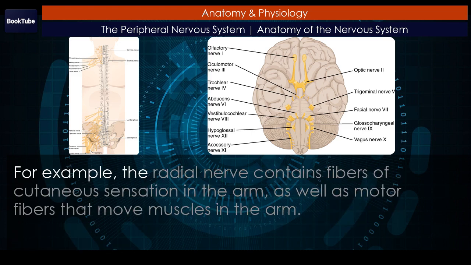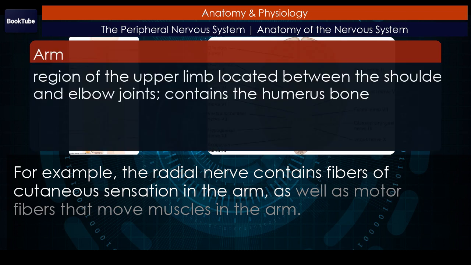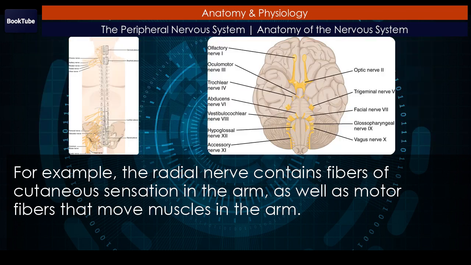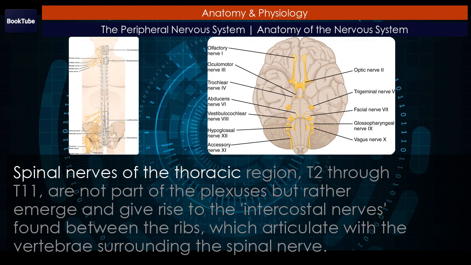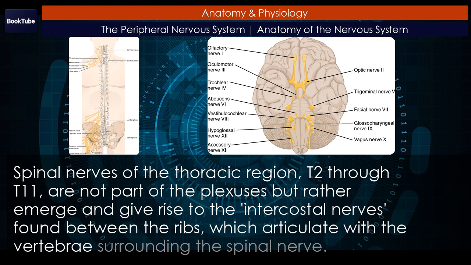For example, the radial nerve contains fibers of cutaneous sensation in the arm, as well as motor fibers that move muscles in the arm. Spinal nerves of the thoracic region, T2 through T11, are not part of the plexuses but rather emerge and give rise to the intercostal nerves, found between the ribs, which articulate with the vertebrae surrounding the spinal nerve.